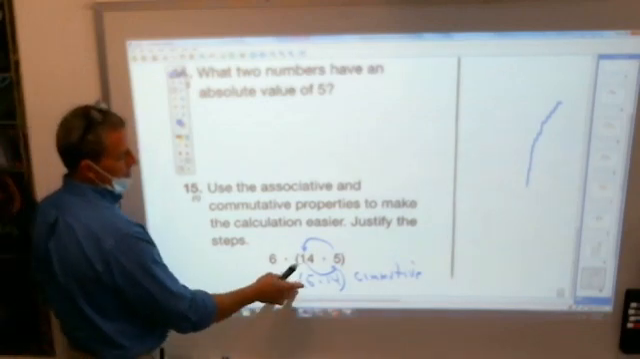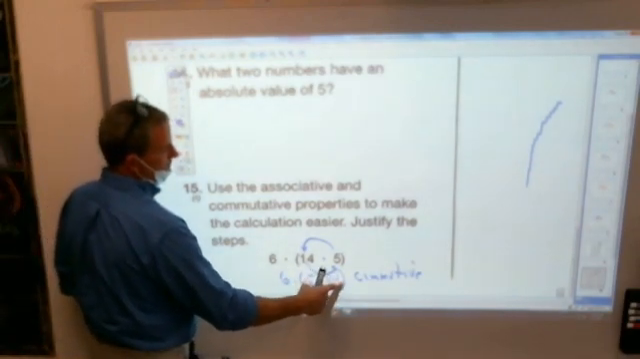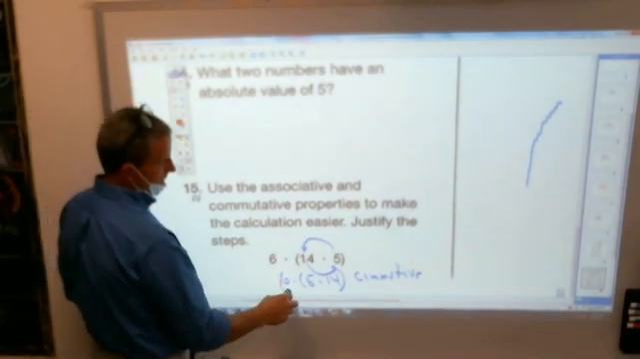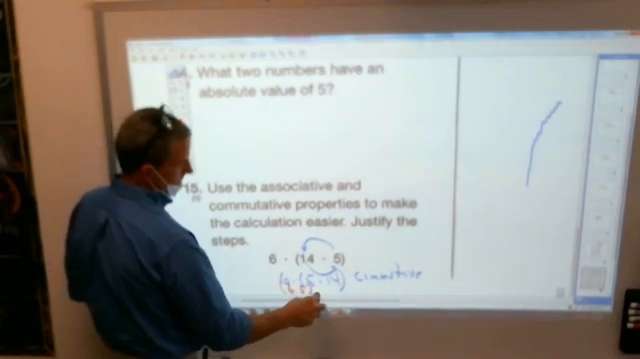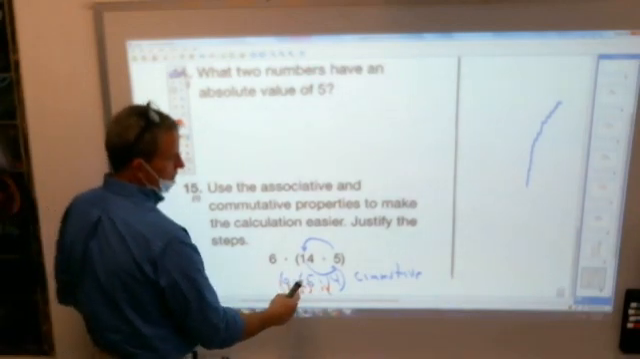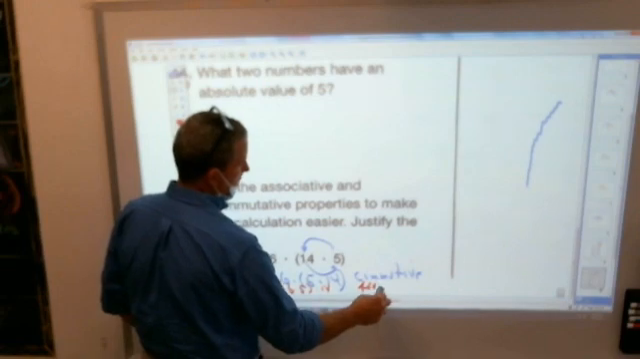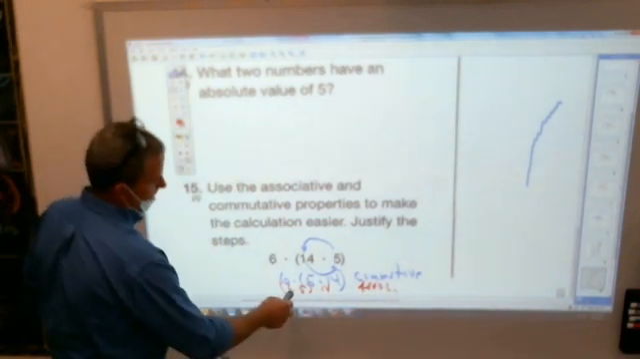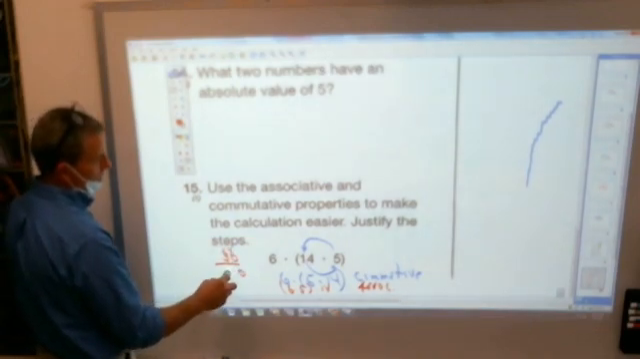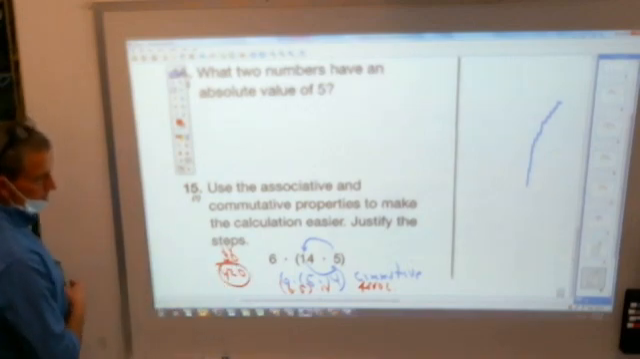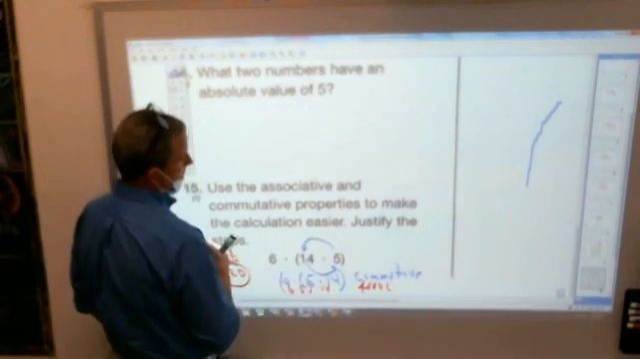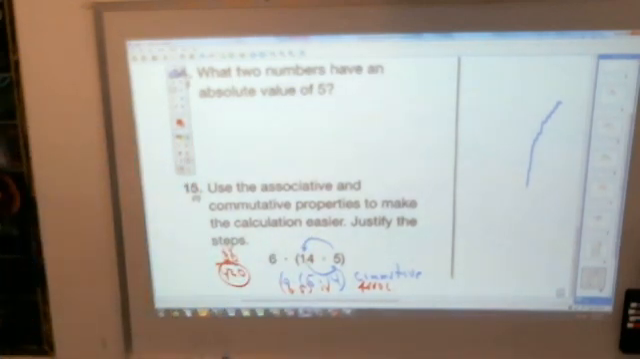Now, what do I want to change? Because with the parentheses here, this says I need to multiply 5 times 14 first, but I want to change that and move the parentheses to the other ones, make it 6 times 5 first. What property allows me to do that? Associative. Numbers stay in the same order, it's the parentheses, so that would be the associative property. Then you can do the math. 6 times 5 is 30. And 30 times 14 is 420. You would get the same answer if you did it just like it was written here, but if we can make math easier, there's no reason why we shouldn't try to make math easier.